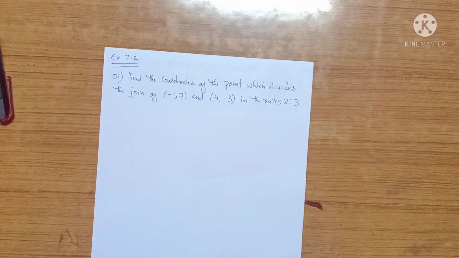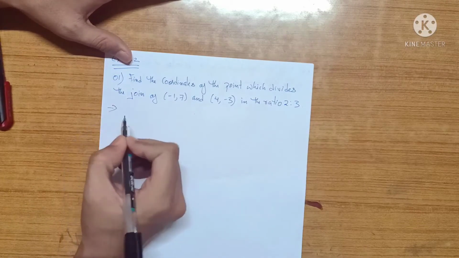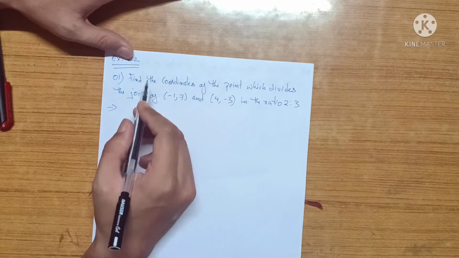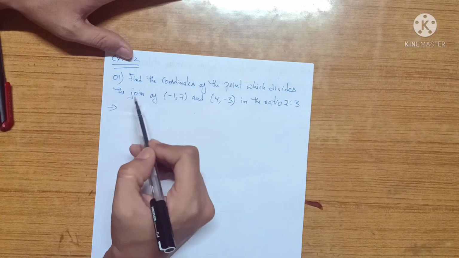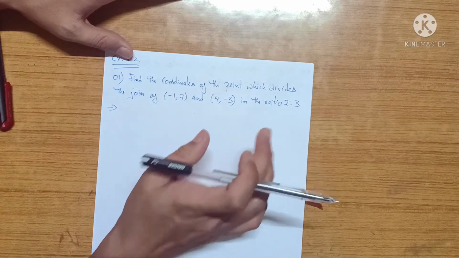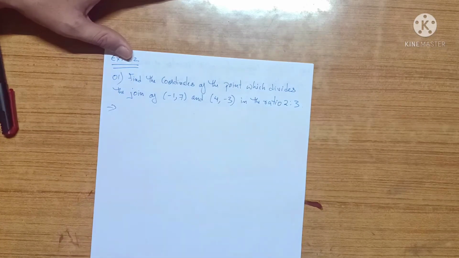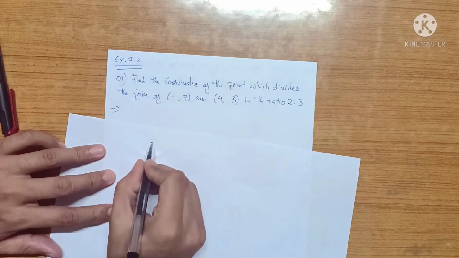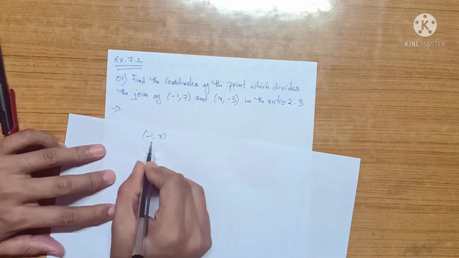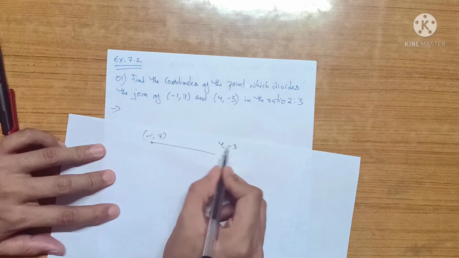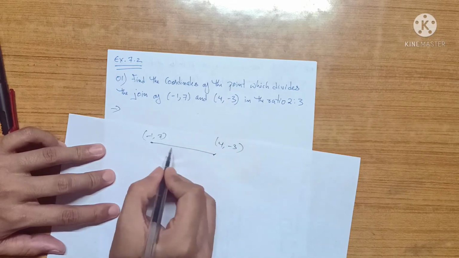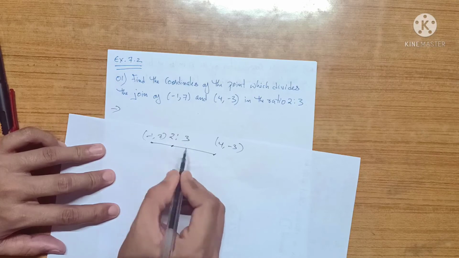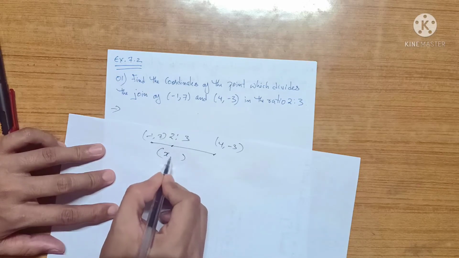Okay, let's start exercise 7.2. I've already given you the formula, so I'm quite sure you already have it. We're asked to find the coordinate of the point which divides the line joining these two points in the given ratio. The points (-1, 7) and (4, -3) are joined, and there's a point in the middle of this line where the line is divided in the 2:3 ratio, and we have to find its coordinate.